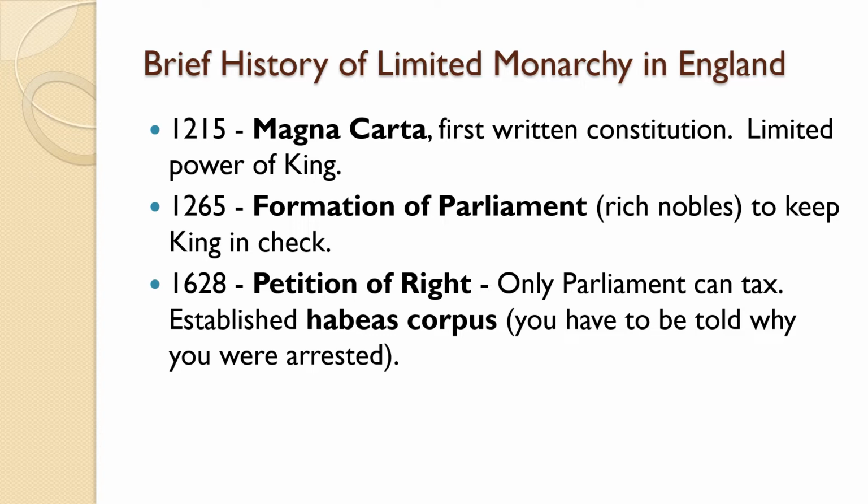Anyway, next, in 1265 is the formation of Parliament. Parliament at that time was a series of rich nobles that paid taxes, so they kept the king in check because they were the ones paying taxes. Then in 1628, we have the Petition of Right, which says that only Parliament can put a tax on citizens.